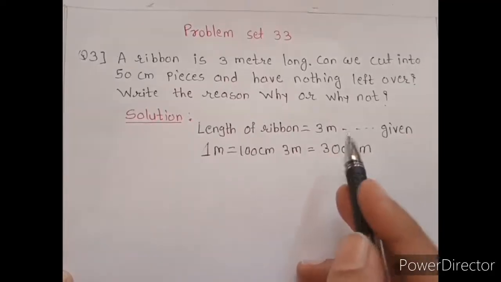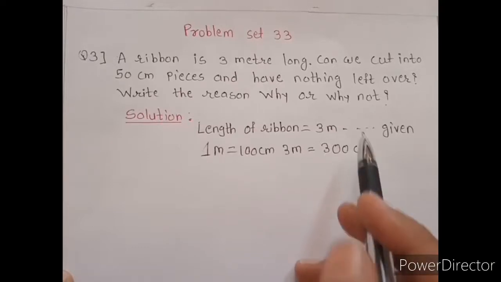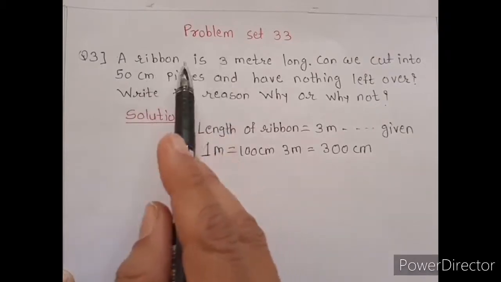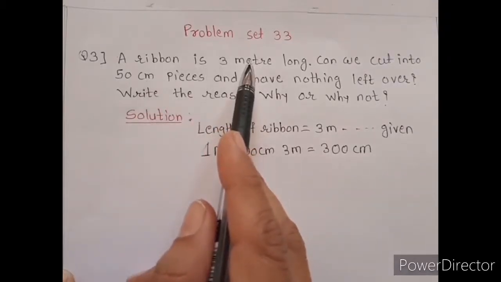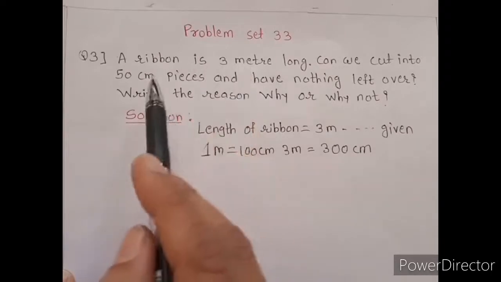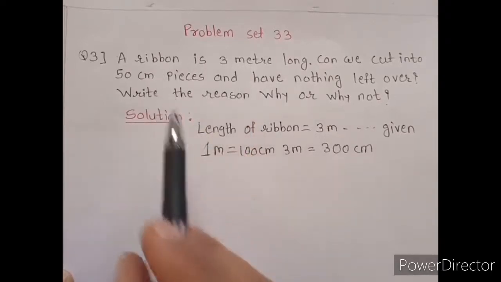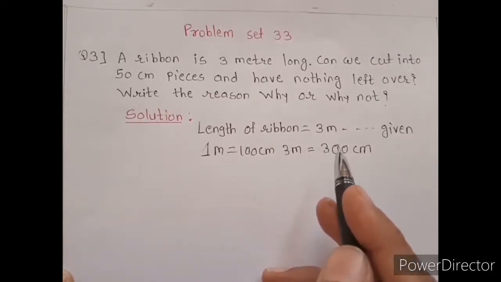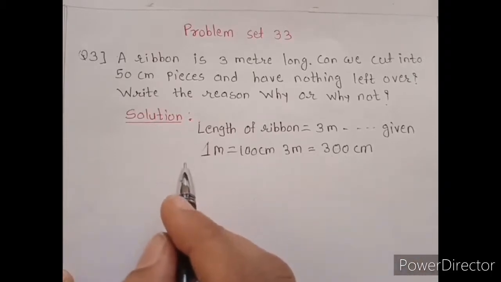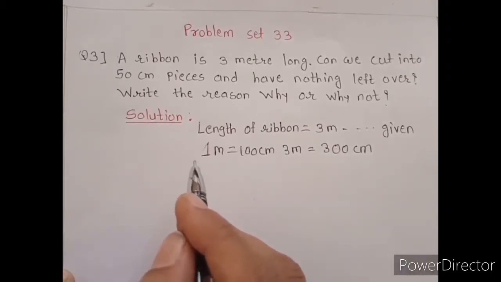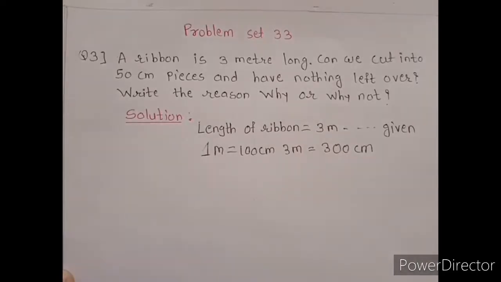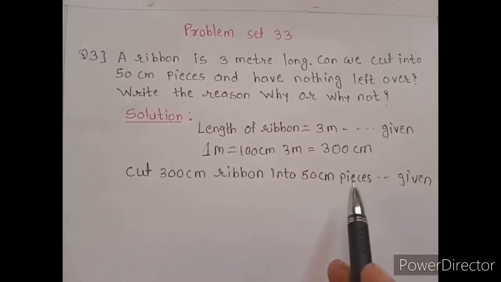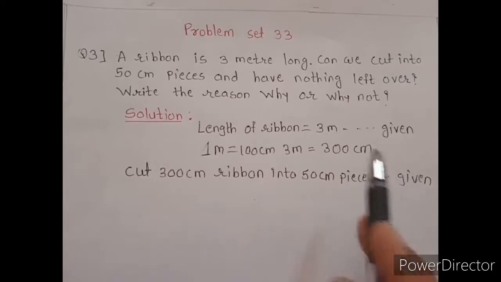Why have we converted this meter into centimeter? Because we have to cut this ribbon into 50 centimeter pieces. And here length of ribbon is given in meter. So while solving the sum, we require both quantities equal. So here we have converted 3 meter into 300 centimeter. Now cut this 300 centimeter ribbon into 50 centimeter pieces. It is also given in the example.